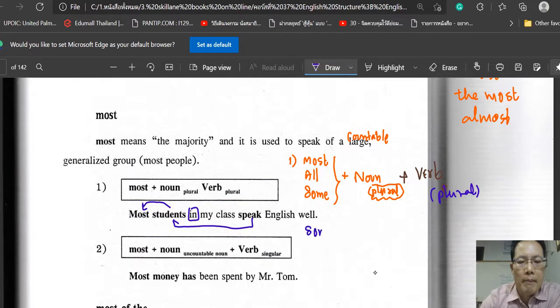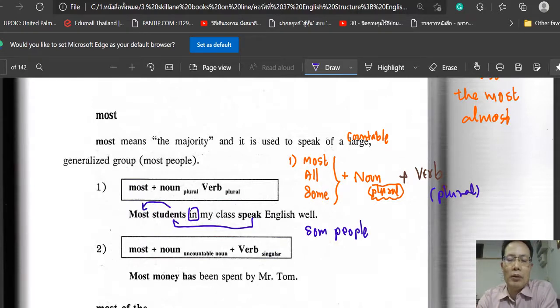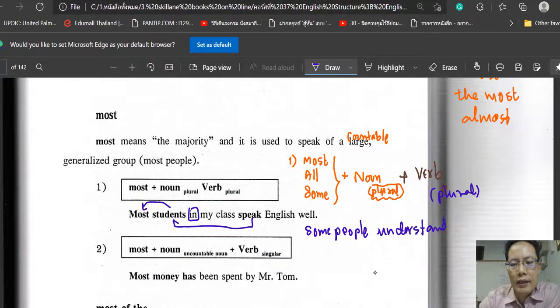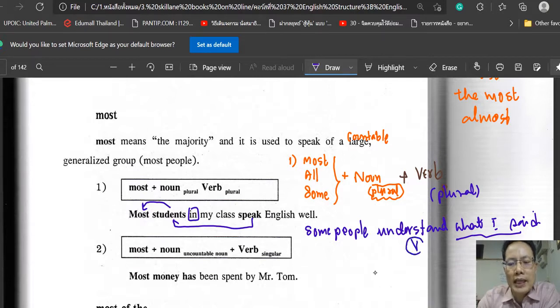Some people. Even though we don't have an S here, we know that people is a plural noun. Some people in Thailand understand what I said. Now, the clause: people understand what I say, what I said. This is a noun clause. Understand, no S, because the subject is plural. That's why.